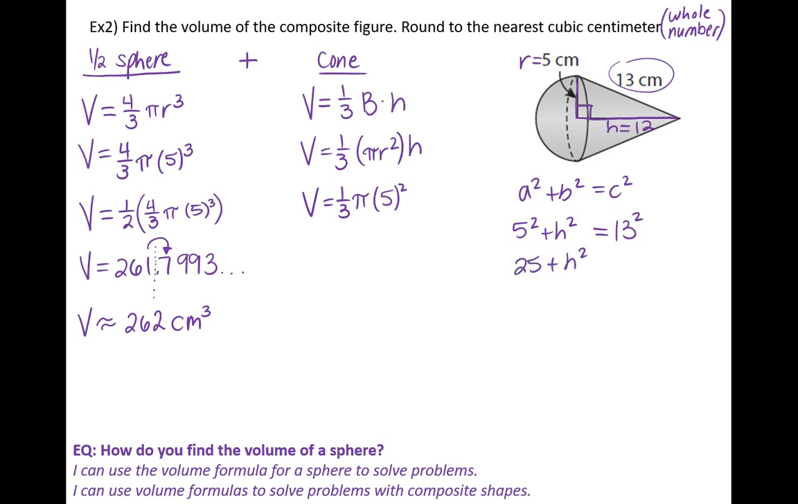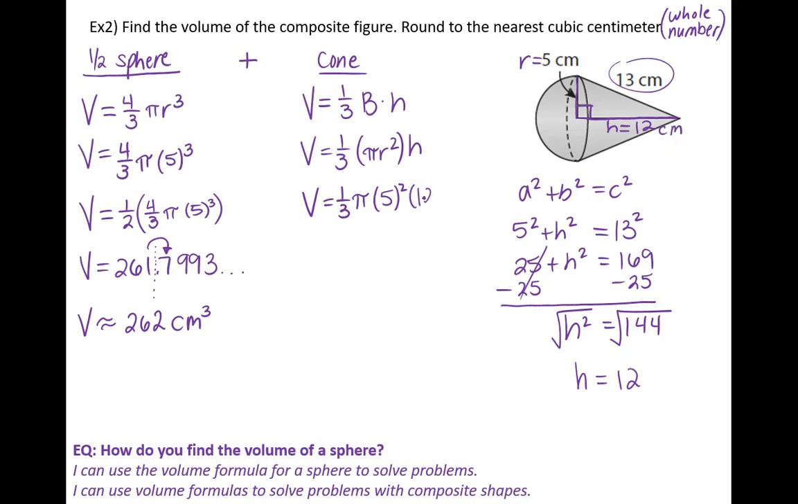25 plus h squared equals 169. Subtract 25 from both sides. And we get, let's see, that cancels. H squared equals 144. Square root to get rid of the squared. And I get h equals the square root of 144, which is 12. So there we see that same answer of 12. And I'm going to tag on centimeters up here. 12 centimeters for the height. I fill that into my equation. And then I am ready to go use the calculator.